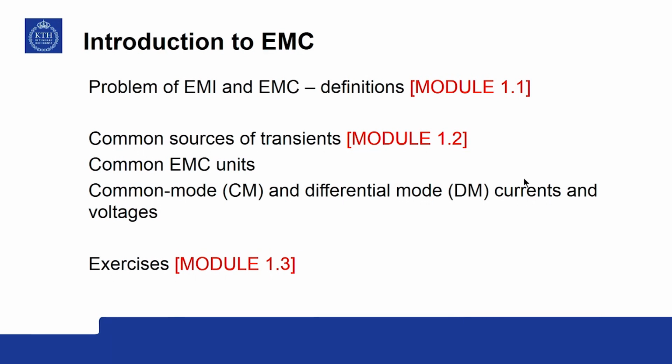In module 2, common sources of transients will be described, light switching transients, lightning, etc. And we will talk about commonly used EMC units, like what is meant by a decibel and what is meant by wavelength. Instead of meters, why do you represent in EMC studies how many wavelengths long? Then what is meant by common mode and differential mode currents and voltages.